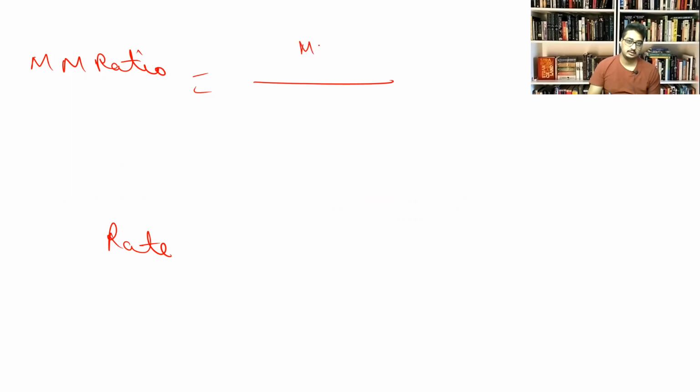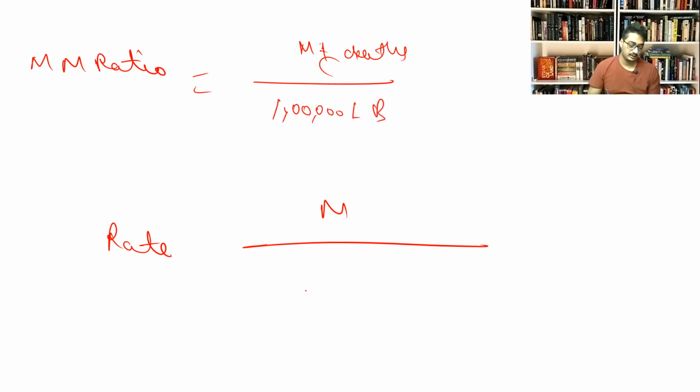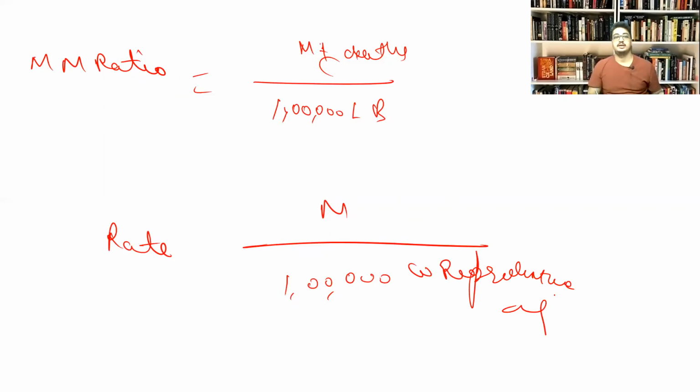So we have two things: maternal mortality ratio and maternal mortality rate. These are two different things. In the numerator, both have the number of maternal deaths in a given period. But in the denominator, here we have per 1 lakh live births, and here per 1 lakh women of reproductive age group. So that is maternal mortality ratio and maternal mortality rate.